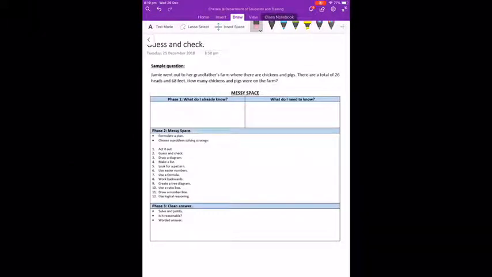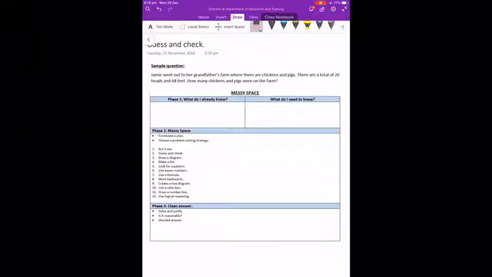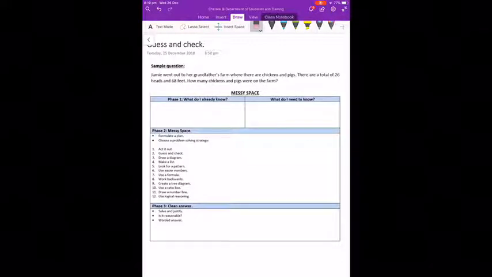Today we're going to look at the guess and check problem solving strategy using the messy space framework. I'm going to start by reading this sample question. Jamie went out to her grandfather's farm where there are chickens and pigs. There are a total of 26 heads and 68 feet. How many chickens and pigs are on the farm?